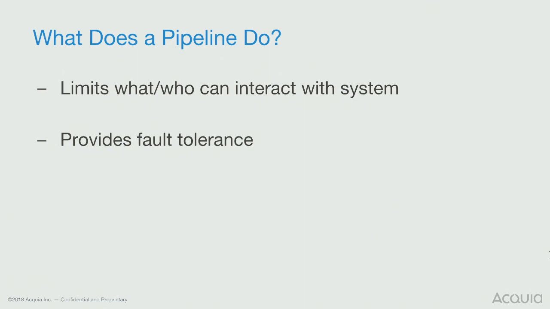A data pipeline also, theoretically, should try to limit who can actually push data out to your devices. It should help deal with fault tolerance. So if a data system goes down, right, if you've got a Twitter widget on your sign and Twitter for some reason goes down, if the internet goes down, you want to have some degree of fault tolerance.